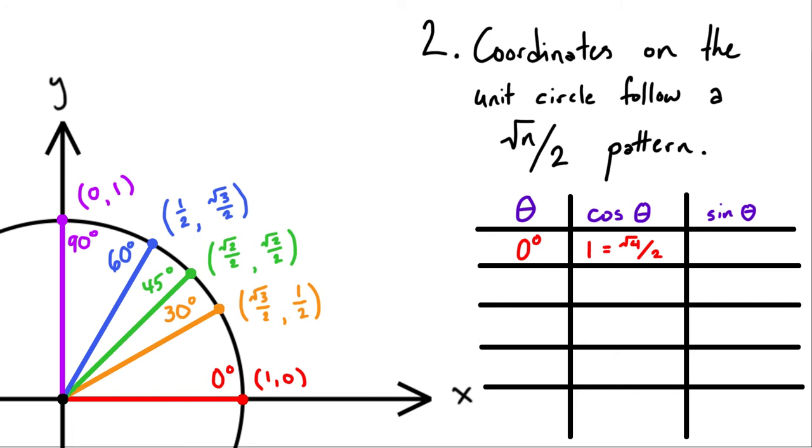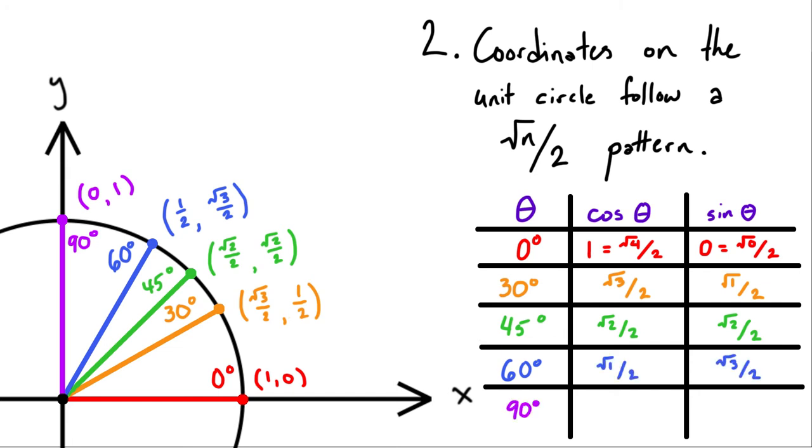Meanwhile, the sine of 0 is going to be 0, which again I'm going to write a little differently as root 0 over 2. For 30 degrees, we have root 3 over 2, 1 half, and I'm just going to add a little square root on top of that 1 there. For 45 degrees, we have root 2 over 2, root 2 over 2, nothing to change there. For 60 degrees, we're going to have root 1 over 2, root 3 over 2, and for 90 degrees, we have root 0 over 2, root 4 over 2. Now, what do you notice?